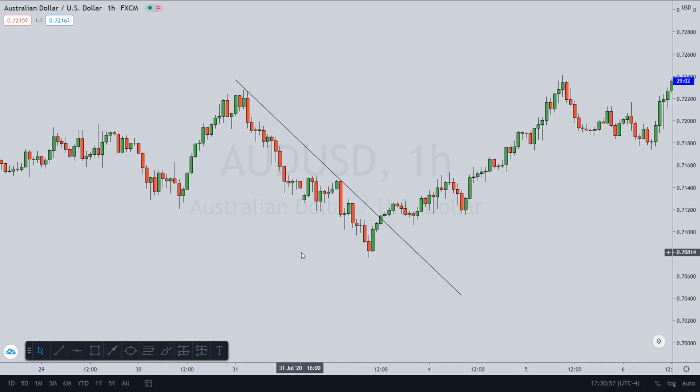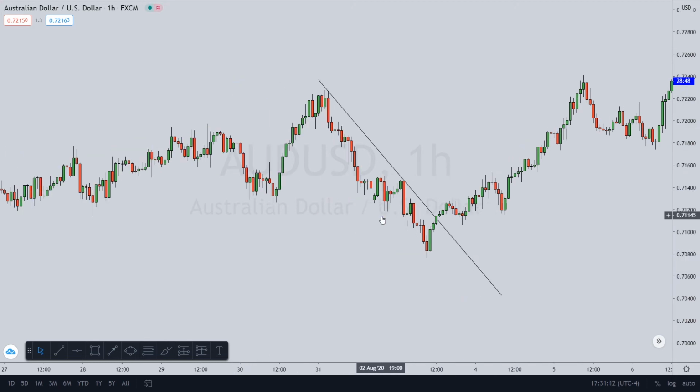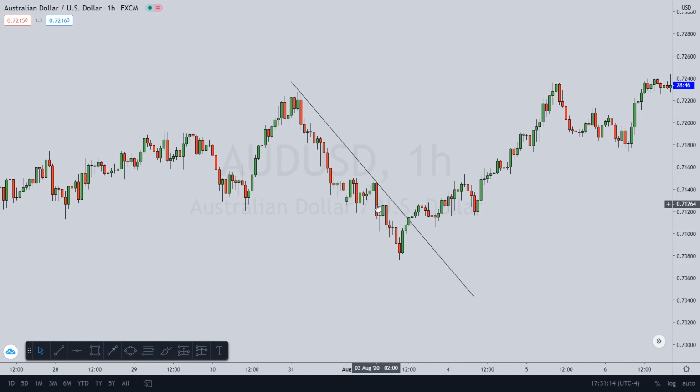And when you use these, you need at least 2 points. So we have our point A right here, or point 1, whatever you want to call it, and our point B or point 2 right here. And now that we have those 2 points, that's what has allowed us to create this trend line right here, showing us that the market is in fact moving in a downward direction.